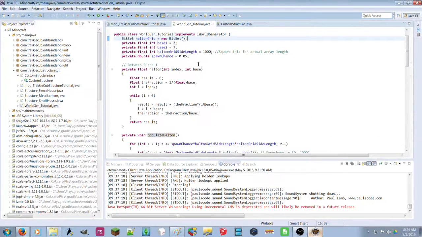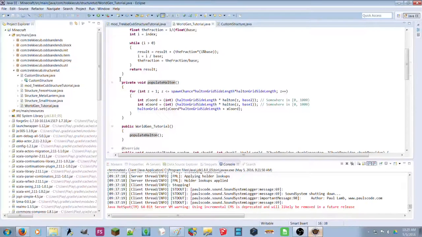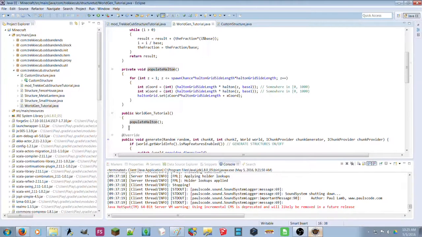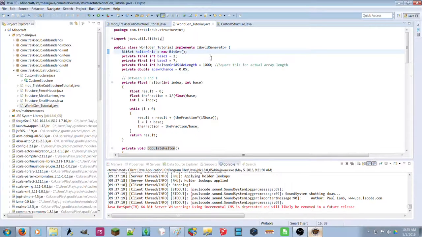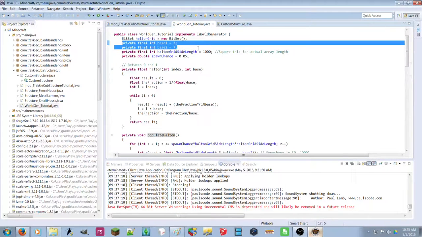Anyway, what you now have is the Halton grid, two base numbers, which I'll get to in a minute, the function which creates the Halton sequence, and the function which scales up that sequence to fit into the Halton grid and then puts stuff in the grid. Then you have your constructor, which is being run in your mod file, and you create the world generator, which actually populates the Halton array. So you now have your reference array. We're not using the reference array just yet, but let me real quickly explain what you need as far as these two base numbers.